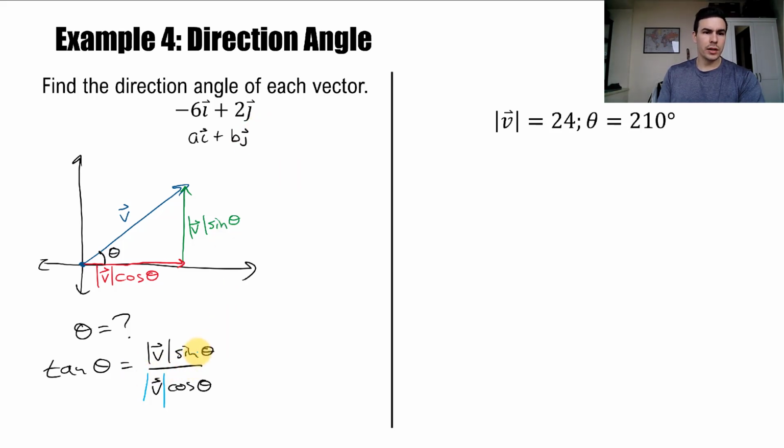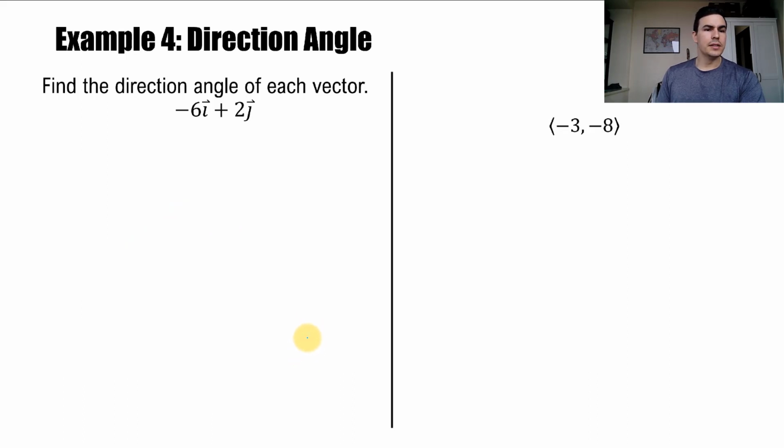Well, this is one component, the horizontal component. This is the vertical component that's equal to the magnitude cosine and the magnitude sine. So we can actually simplify this to just be b over a. So tangent of theta is equal to b over a. So let's go ahead and use that understanding to find our direction angle for these vectors here.